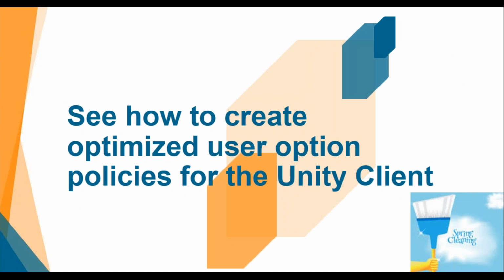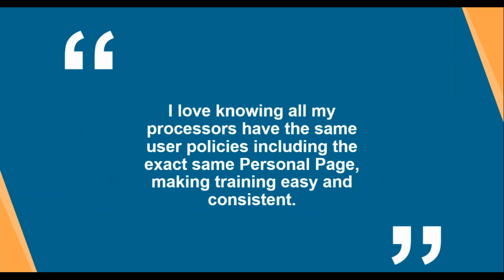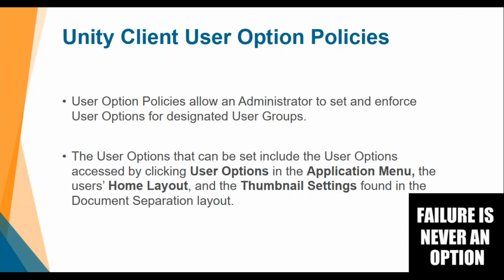So now we're going to talk about user options policies for the Unity client. This is a newer option that has come up that allows you to take different parts of the client and make sure all your users have those parts. So in this case, everybody would have the same personal page, which makes training easy and consistent. But you can do this for several different things within user options.